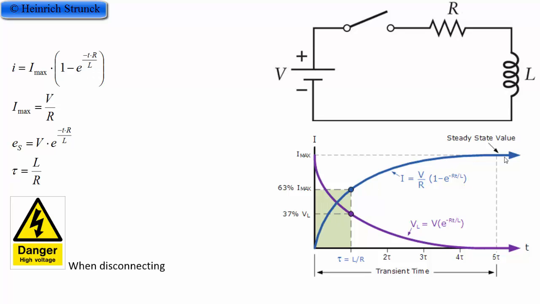We also say here that after 5 time constants, the current is nearby maximum. I think it was 99.3%, so we just said it is at maximum. And also at 1 time constant, it had reached 63% of maximum.